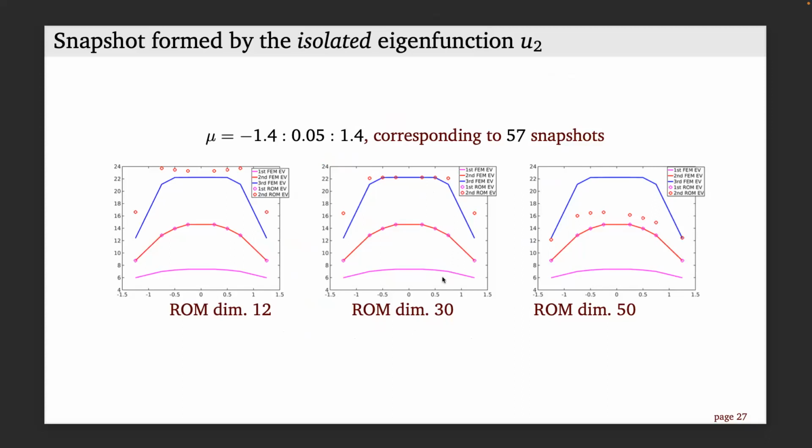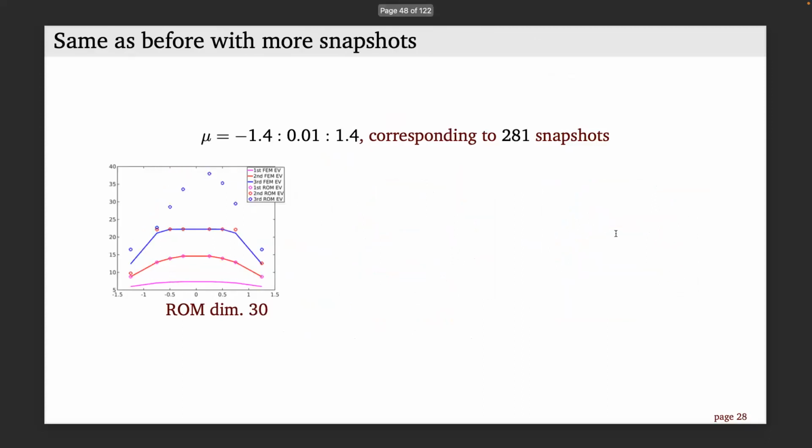This is what you're expecting, because these dots are superimposed to the high fidelity solution. This is what you want to see, right? But let's consider now more snapshots. So you add more entropy, if you want, to the system, because you put more things, and then more perturbation in your numerical data.